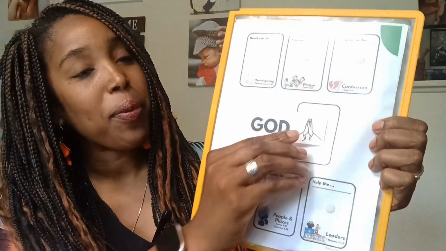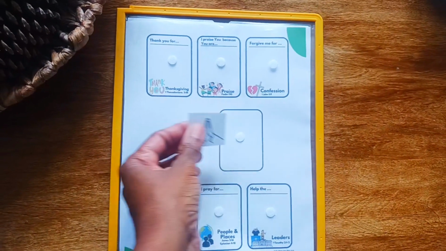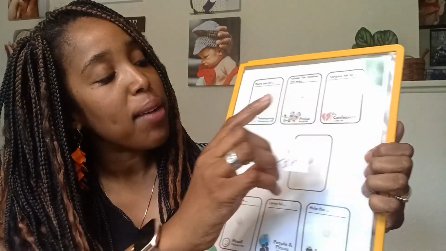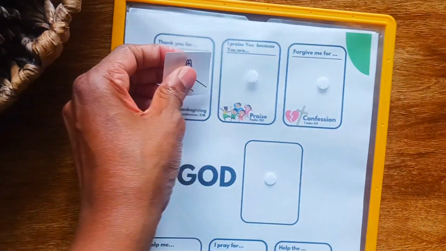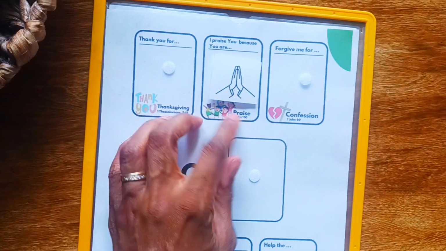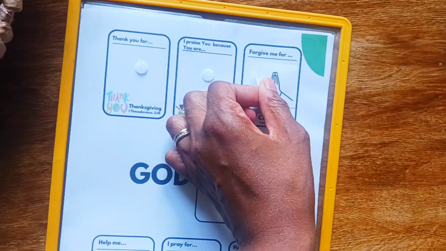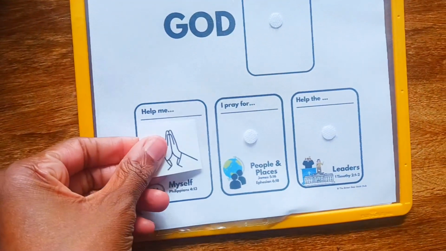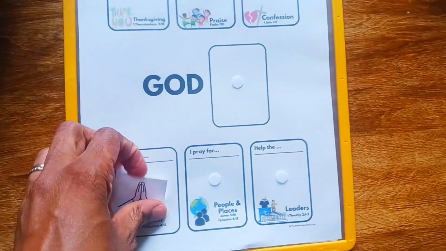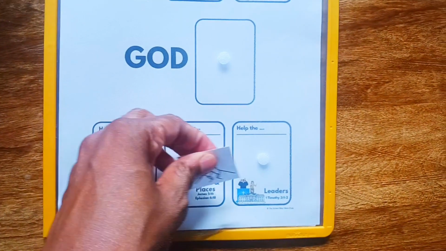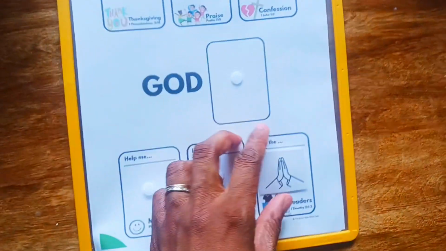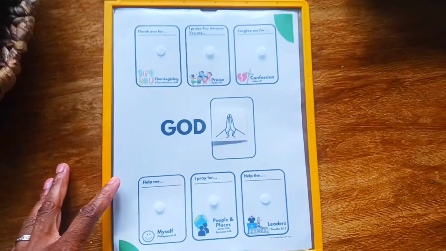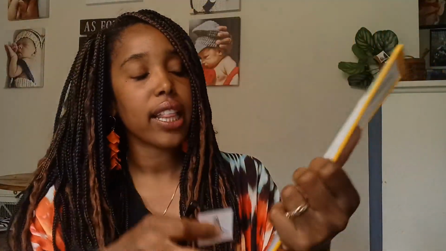Another fun way to teach kids about prayer is using a prayer chart. We have God here in the middle, and I'll make sure I link this chart below. It's in our prayer lesson plan, but you have the different types of prayers. Prayers of thanksgiving, if they want to give thanks to God for something, or prayers of praise. They praise God for who He is. Forgive me for, so confession type prayers. Help me, so prayers for God to help them with something. Prayers for people and places, and then prayers for their leaders. There are scripture references under all of these, and they can move the praying hands. You just put some Velcro there or laminate this chart, and there you go.